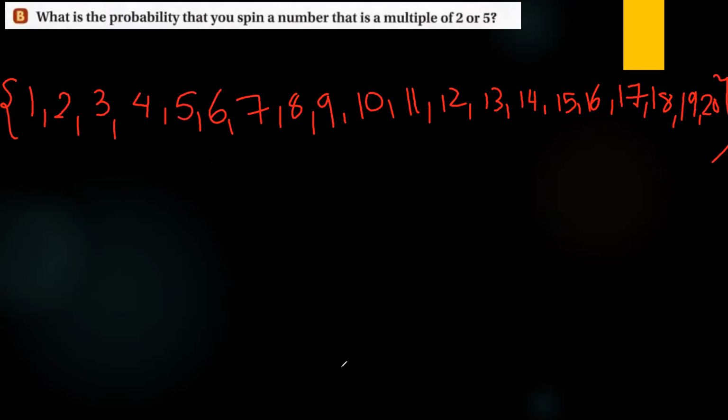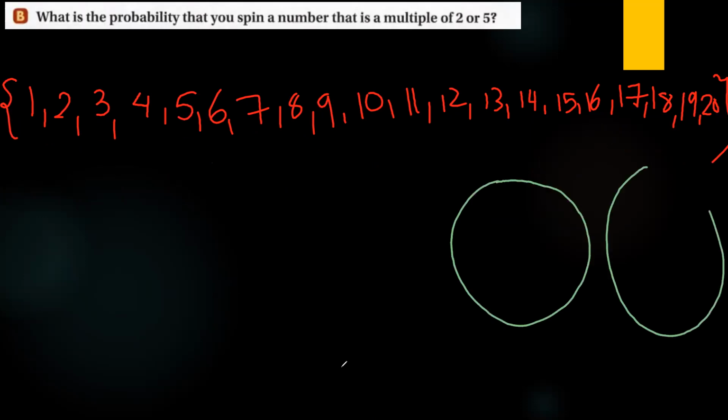Now, for the same question, what is the probability that you spin a number that is a multiple of 2 or 5? Here, what you have to do is draw 2 circles, and we have 2 events. Event A, choose a number that is a multiple of 2. And event B, choose a number that is a multiple of 5, from the numbers 1 to 20.